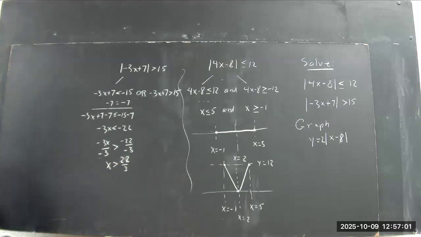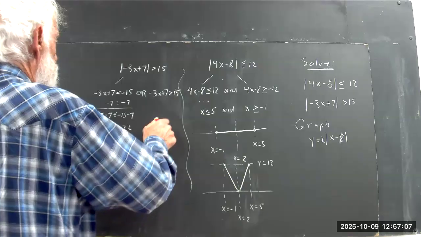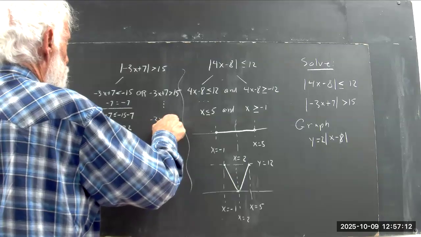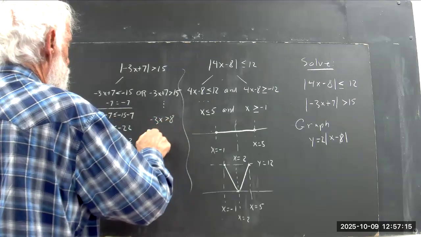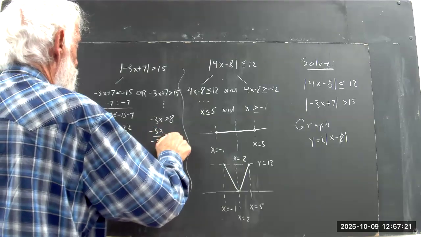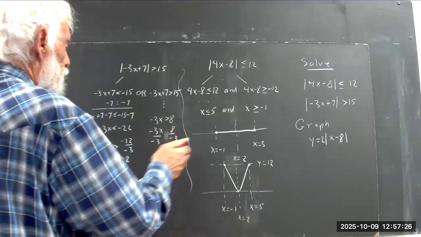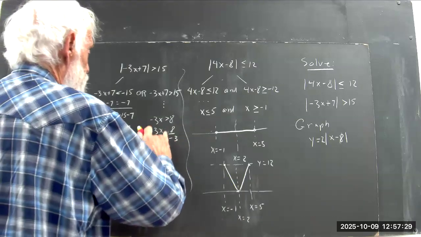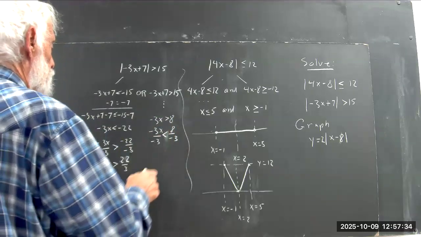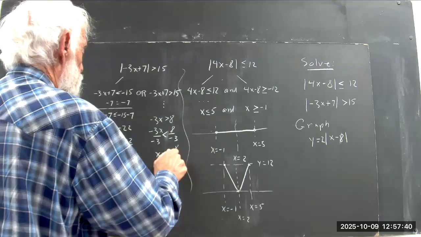So x is greater than 22/3. Okay, do the same thing over here. We're going to get down to -3x is greater than 8. And you see I wrote the greater than sign without thinking. But I divided by the negative, got to reverse the inequality, and we get x less than -8/3.